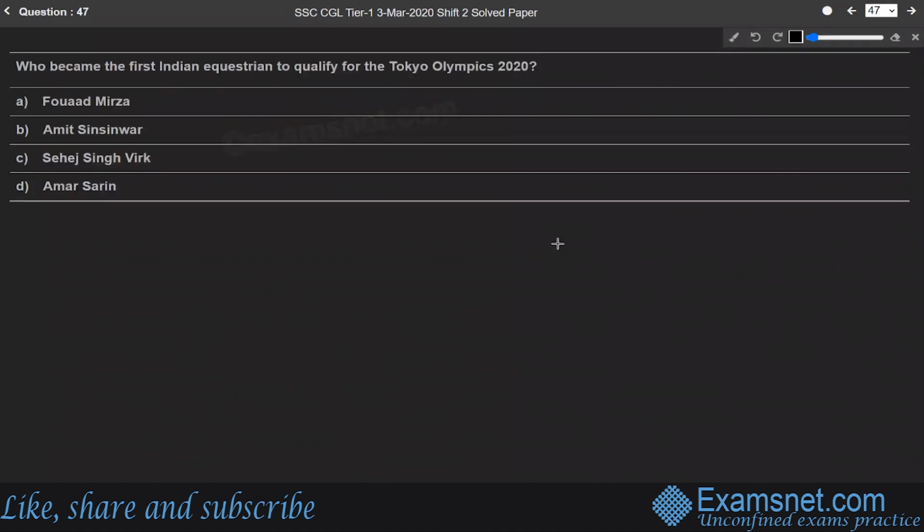Next question is, who became the first Indian equestrian to qualify for the Tokyo Olympics 2020? Let us have a look at the options. Options are Fouaad Mirza, Amit Sinsinwar, Sehaj Singh Virk, and Amar Sareen. So what do you understand by the word equestrian? Equestrian means something related to horse riding, or a person who is related to horse riding.